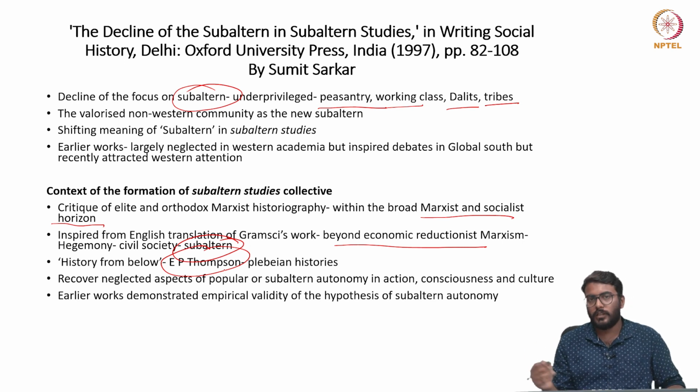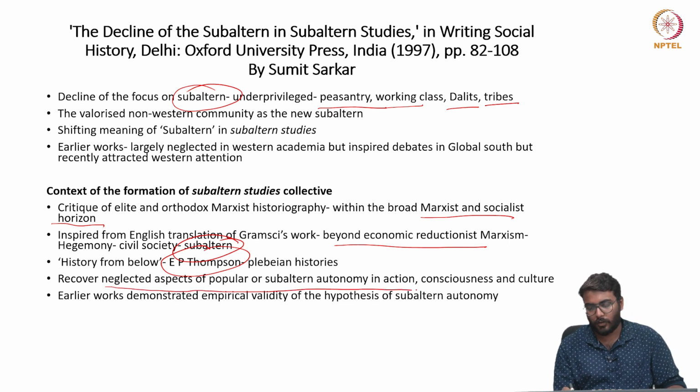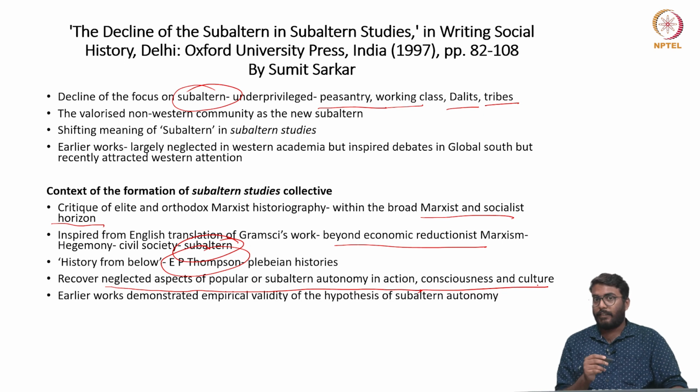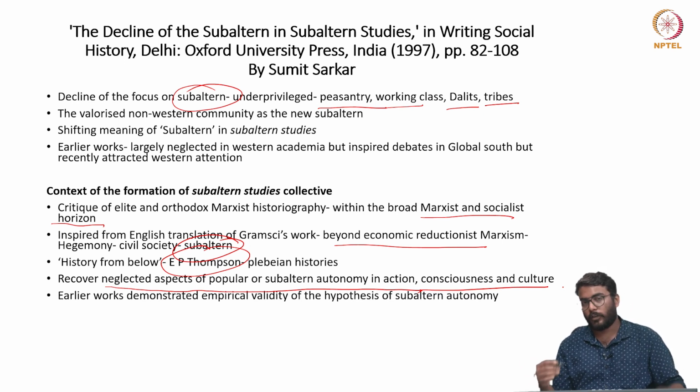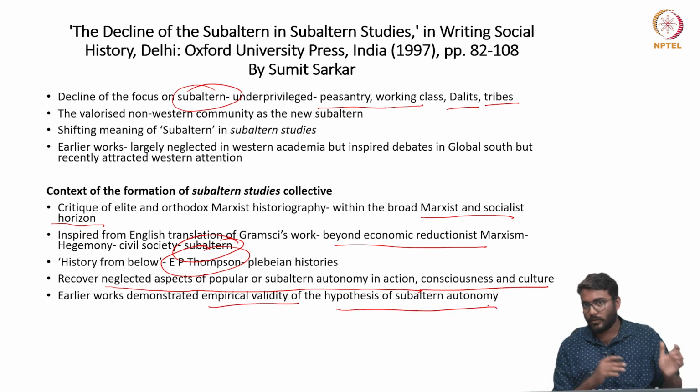And these two, the Gramscian and the Thompsonian movement within Marxism, inspired Subaltern Studies to recover the neglected aspect of popular or subaltern autonomy in action, consciousness, and culture, primarily in the colonial period. And unlike Javed Alam, Sumit Sarkar argues that the earlier volumes of Subaltern Studies were an empirical substantiation, demonstrating the empirical validity of this hypothesis of subaltern autonomy. So this is the difference that he has with Javed Alam.